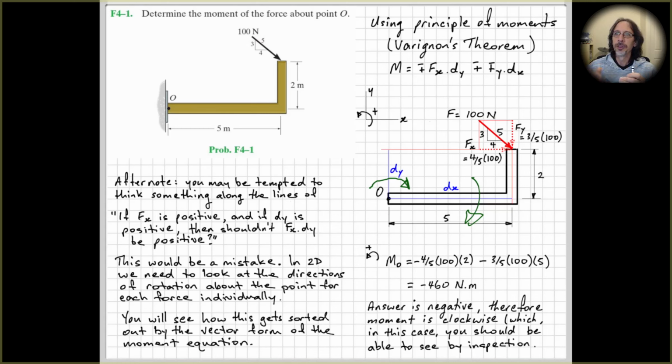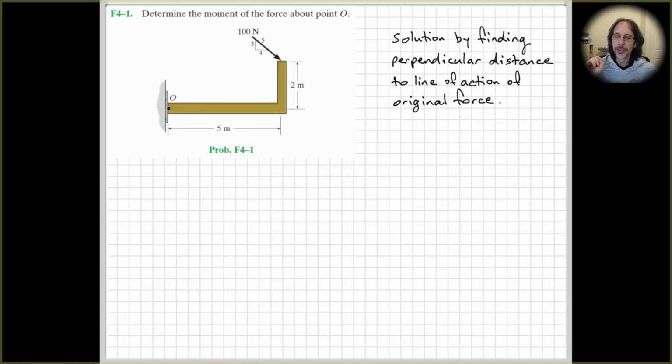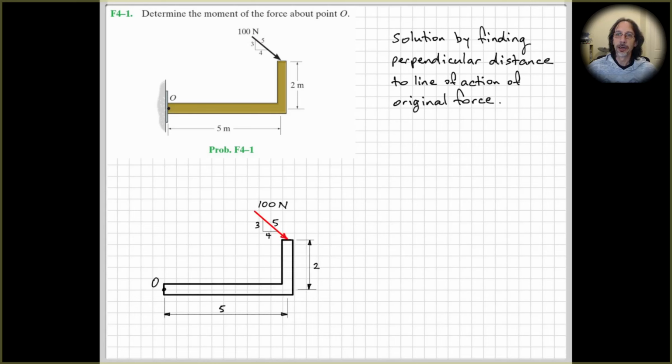What we can also do, and I think I've asked my students at UTS to do this, is to solve the problem by finding the perpendicular distance to the line of action of the original force. So rather than finding components of the force, we're now going to try and work out the perpendicular distance. I've redrawn the diagram here.